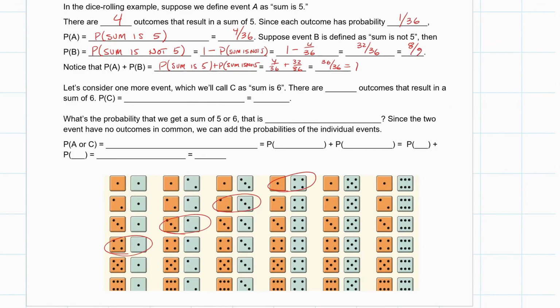Let's consider event C, so call that the sum of 6. If I go back, the sum of 6 has these possible outcomes. There seem to be 5 of them.